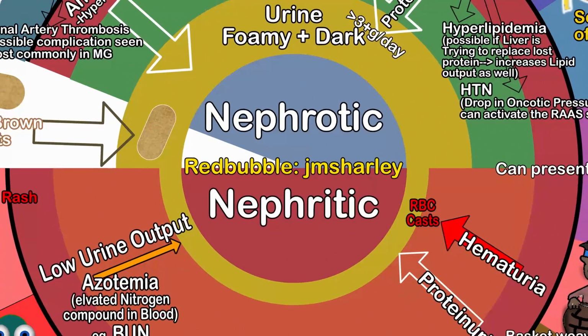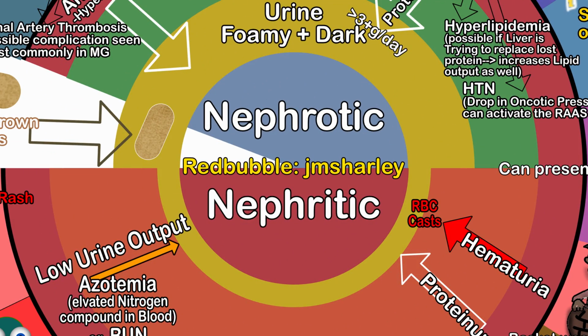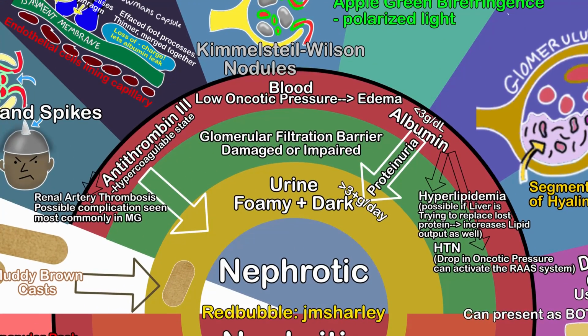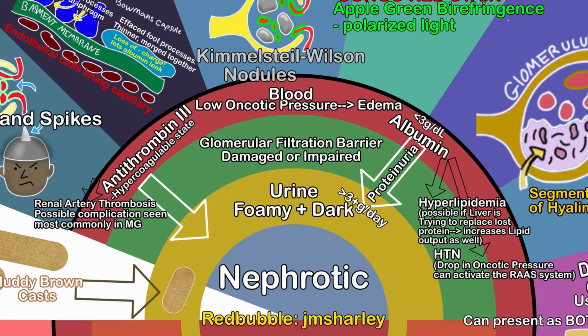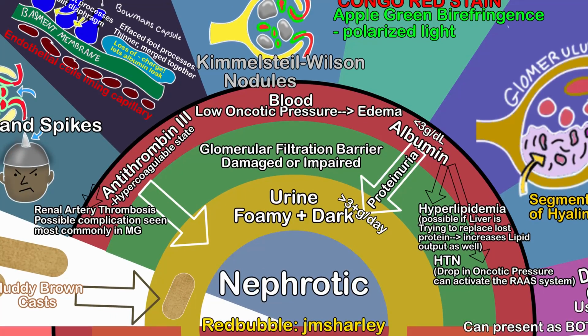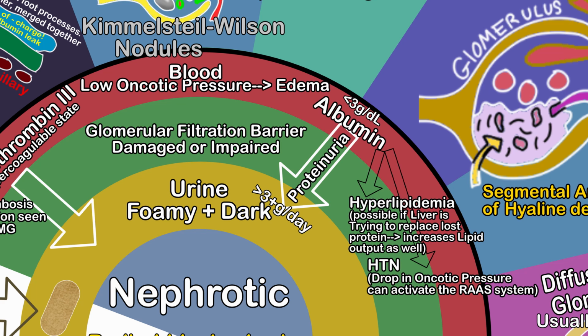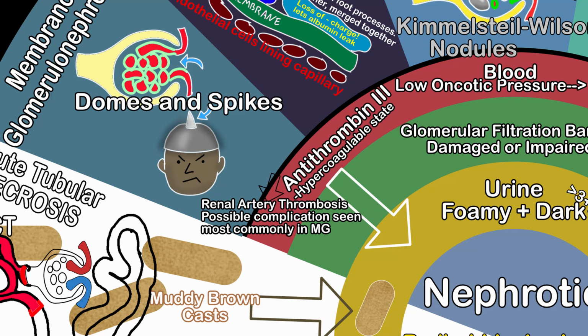What we are talking about today is nephrotic versus nephritic syndromes. What separates these generally can be found on these outer circles. Nephrotic has to do with damage to the filtration barrier, which leads to loss of proteins. This can cause edema, activation of the RAAS system, and hyperlipidemia from the liver trying to compensate by producing more proteins. Loss of antithrombin III can lead to hypercoagulable states.